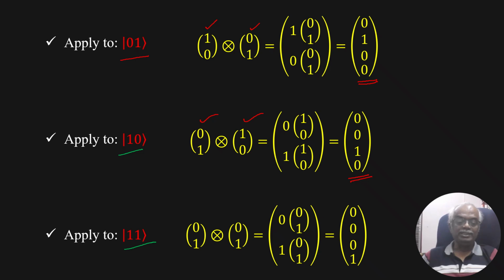Similarly, |11>. |1> is (0, 1), and likewise the other |1> is (0, 1). You take the tensor product of these. The first two elements will be 0, 0, and the next are 0, 1. So |11> is represented as the column matrix for which the fourth row is 1 and the remaining rows are 0.